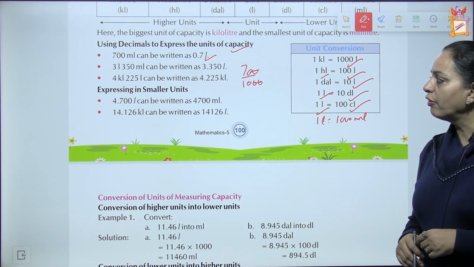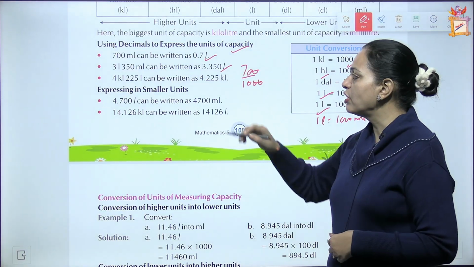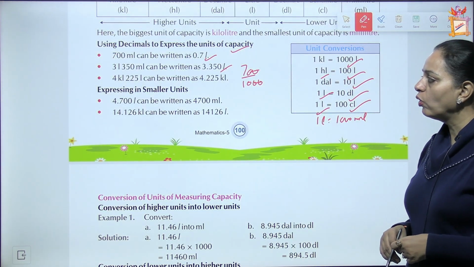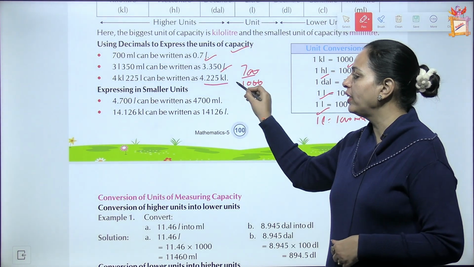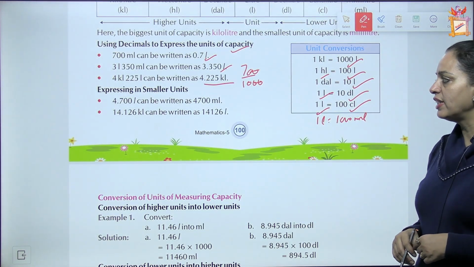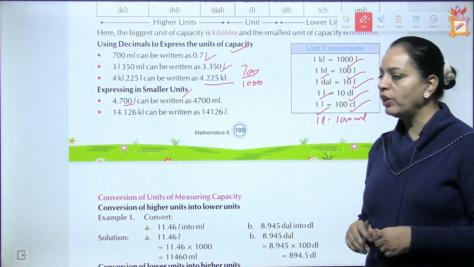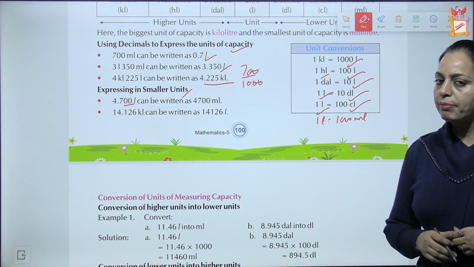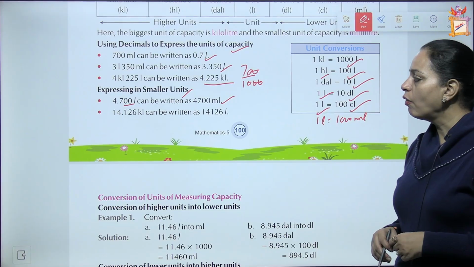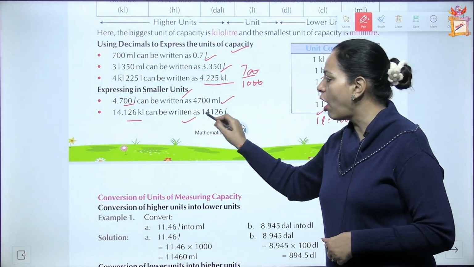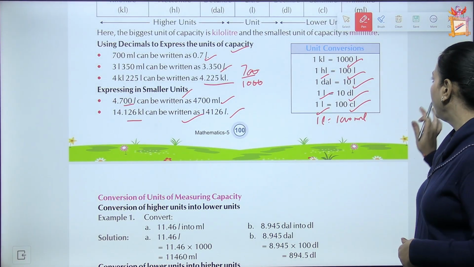3 liter 350 milliliter can be written as 3.350 liter. Now 4 kiloliter 225 liter can be written as 4.225 kiloliter. Now expressing in smaller units, so 4.700 liter can be written as how? Multiply by 1000. This is 4700 milliliter. Now 14.126 kiloliter, how can we write in liter? Multiply by 1000. This is the value, right?